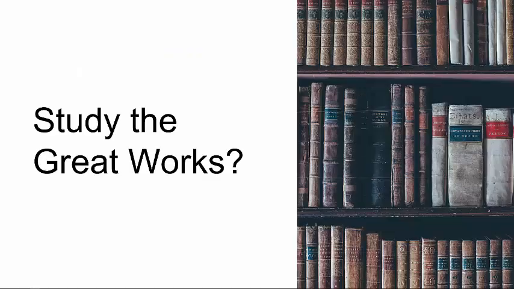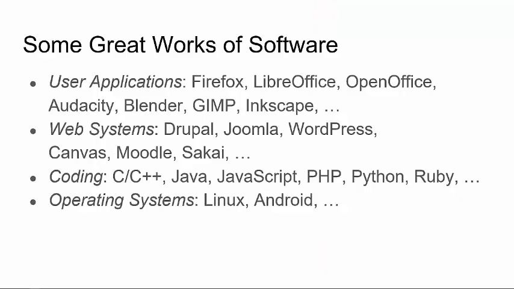In many other disciplines, students and teachers study the great works, writing, music, visual arts, that changed how people think. What are the great works of computer science and software engineering? Well, there's certainly classic books and research papers in computing, but we should also consider the great works of software, like user applications, programming tools, and operating systems. Wouldn't it be wonderful if students could study and learn from these great works?